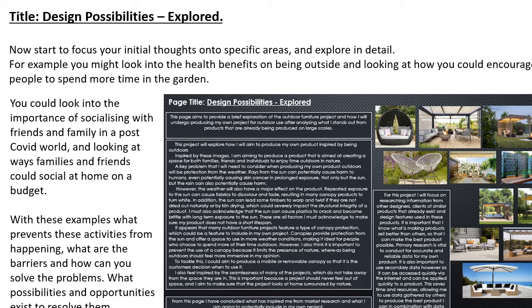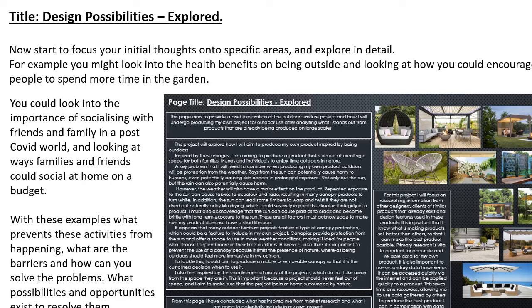Your second page is about exploring those initial thoughts. You don't have to explore every single one you've recorded on the first slide. You just need to start picking out the ones that you find most interesting or the ones that give you the most possibilities to look at. On this demonstration, we look at the students focusing on looking at seating, chairs, socialising outdoors, looking at different possibilities people could use to socialise outdoors.